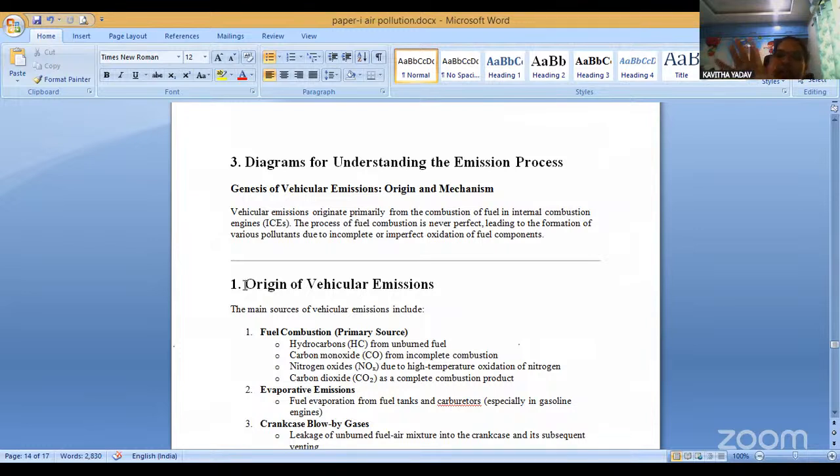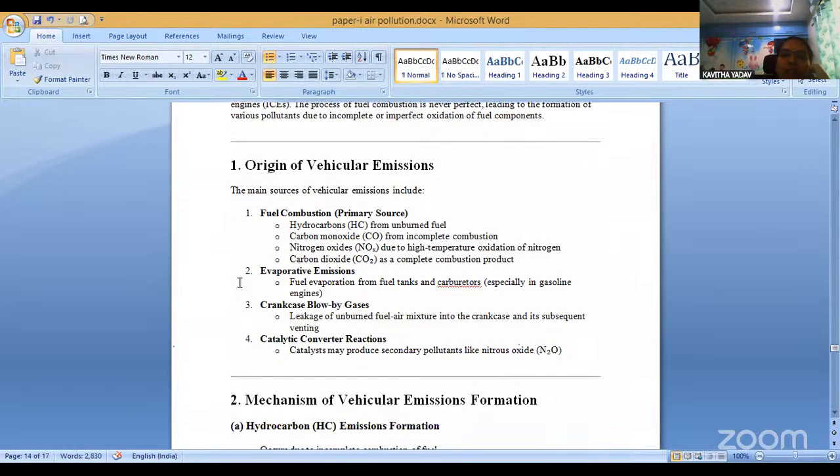Shall I read it once again? Vehicle emissions originate primarily from the combustion of fuel in internal combustion engines, ICEs. The process of fuel combustion is never perfect, leading to the formation of various pollutants due to incomplete or imperfect oxidation of fuel and its components. Then coming to the next one, the origin of vehicular emissions.